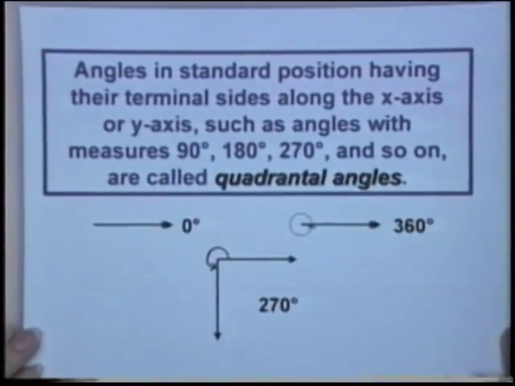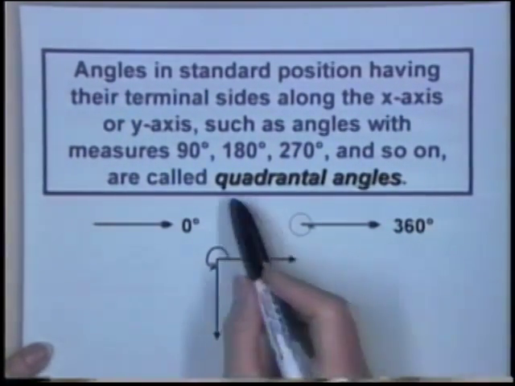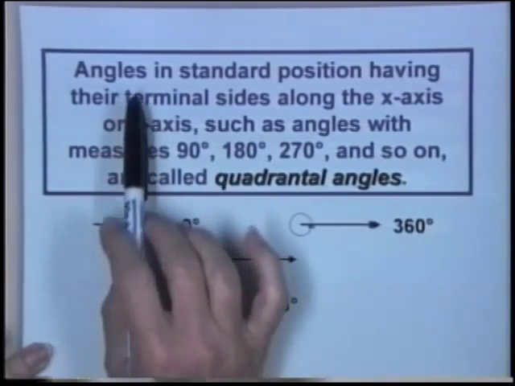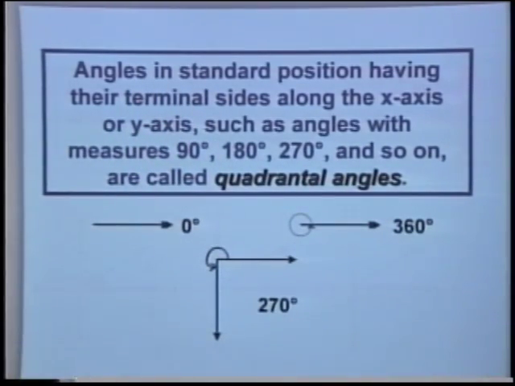Another concept that we need to understand is the concept of quadrantal angles. Angles in standard position having their terminal sides along the x-axis or y-axis, such as angles with measures 90 degrees, 180 degrees, 270 degrees, and so on, are called quadrantal angles.